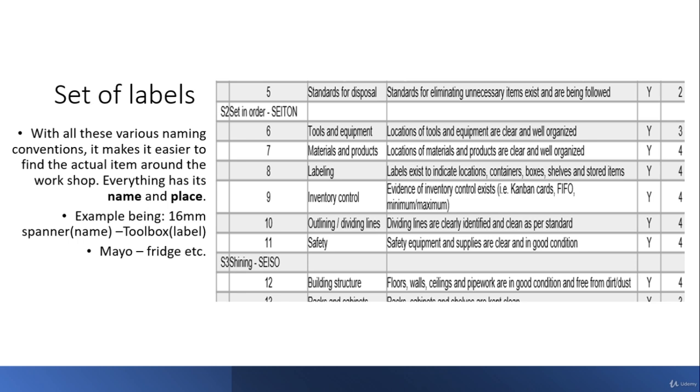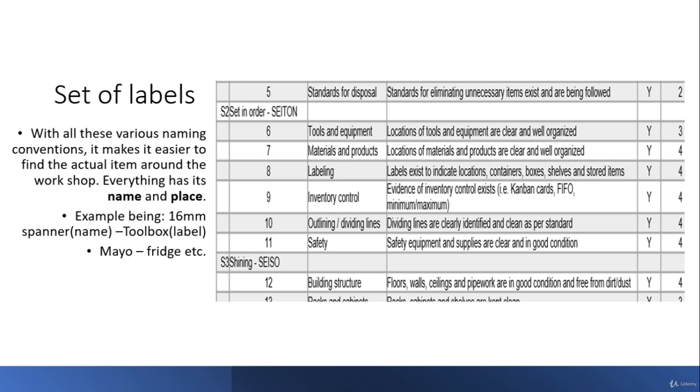So, what are the requirements of set? I like to remember it as a set of labels. Due to all these various name conventions, it makes it easier to find the actual item around the workshop, because everything now would have a name and a place. An example of this being 16mm spanner being the name and the toolbox being the label for the place. A simpler example would be mayonnaise in your fridge.